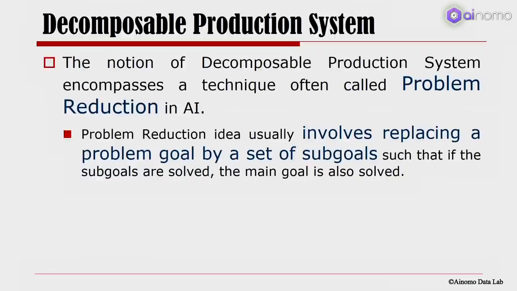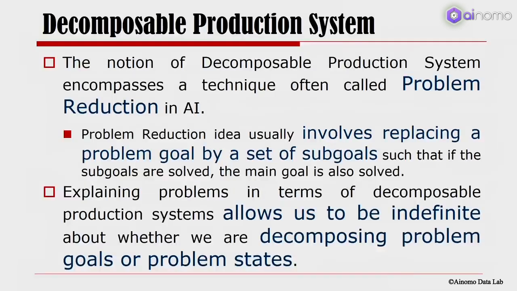This is something like the things that we have been doing in high school, of breaking up a bigger integration to do it by integration by parts. So the problem reduction idea usually involves replacing a problem goal by a set of sub-goals, such that if the sub-goals are solved, the main goal is also solved. Explaining problems in terms of decomposable production systems allows us to be indefinite about whether we are decomposing problem goals or problem states.